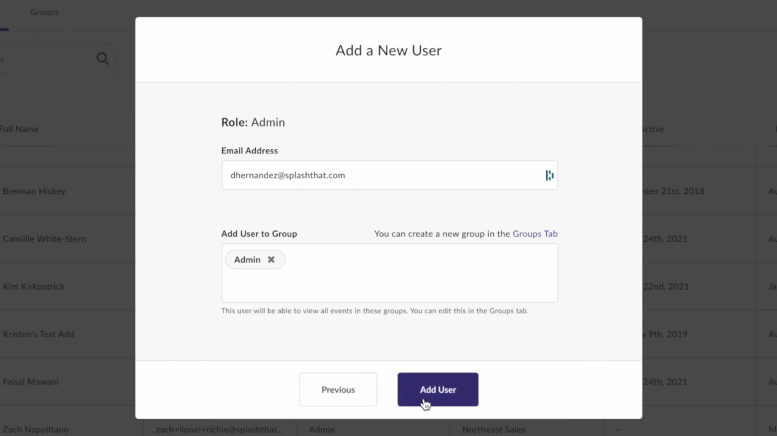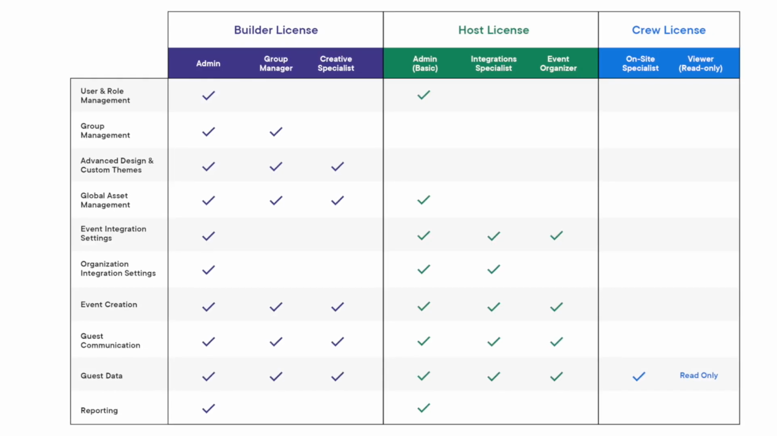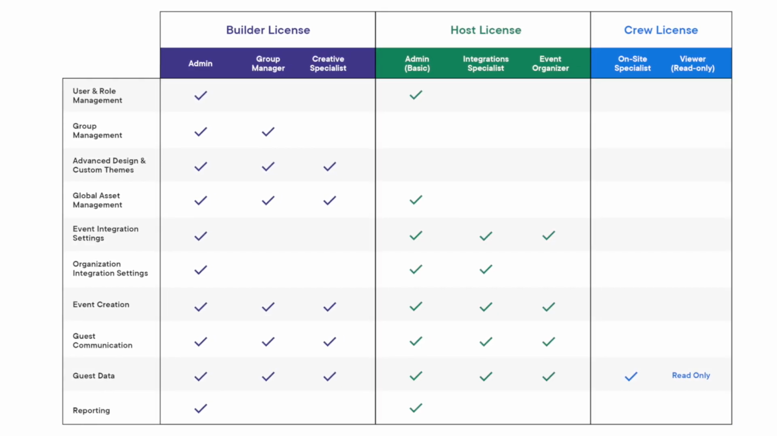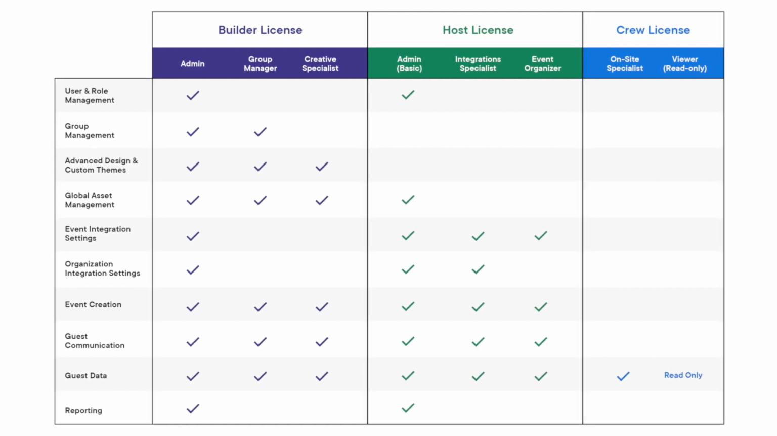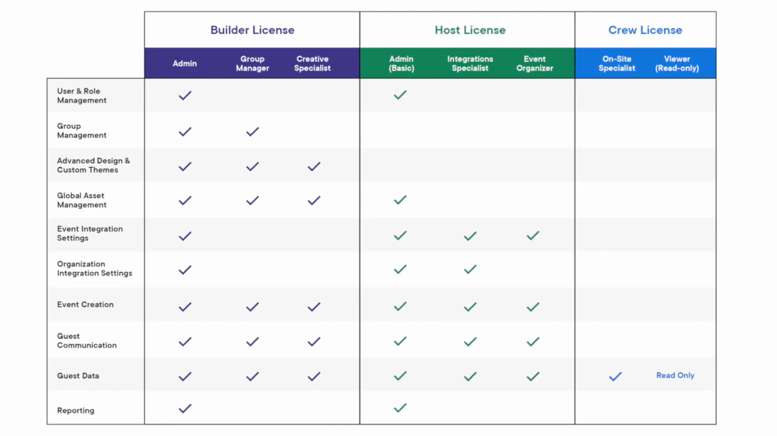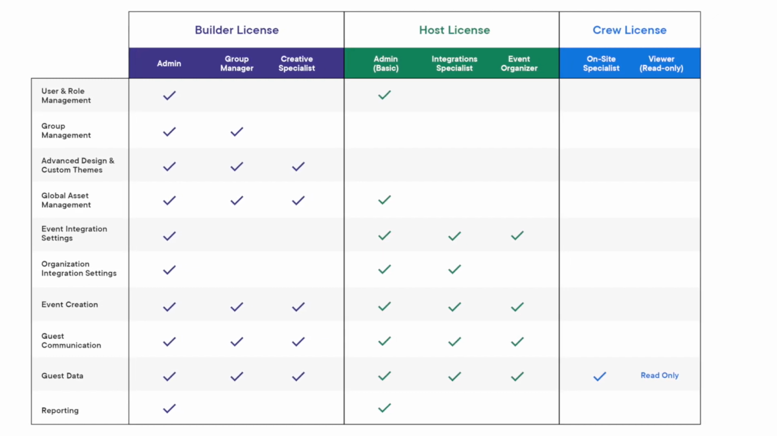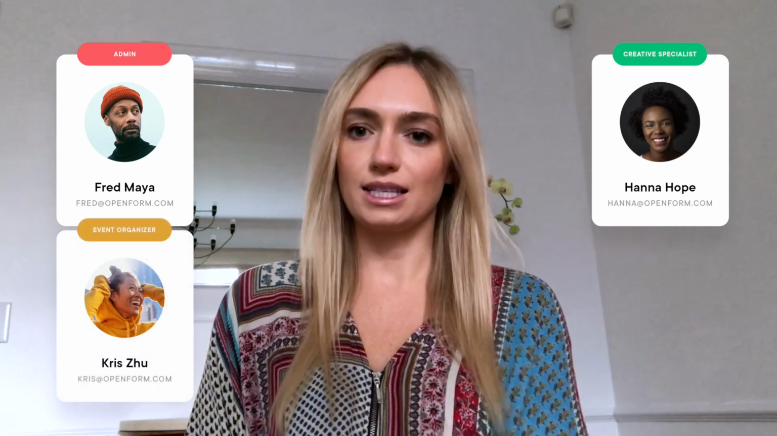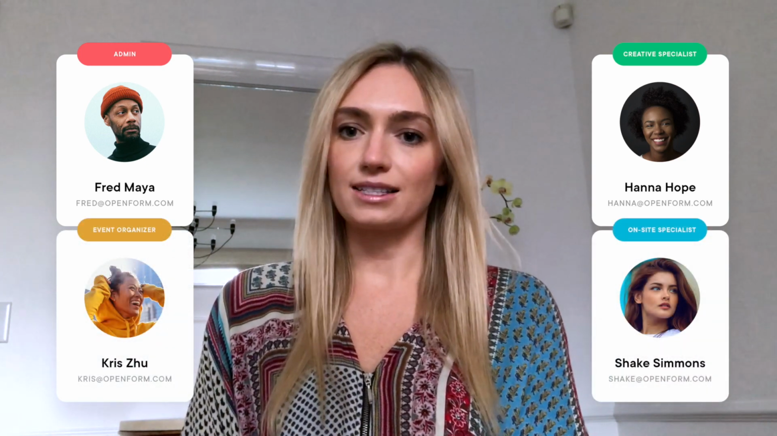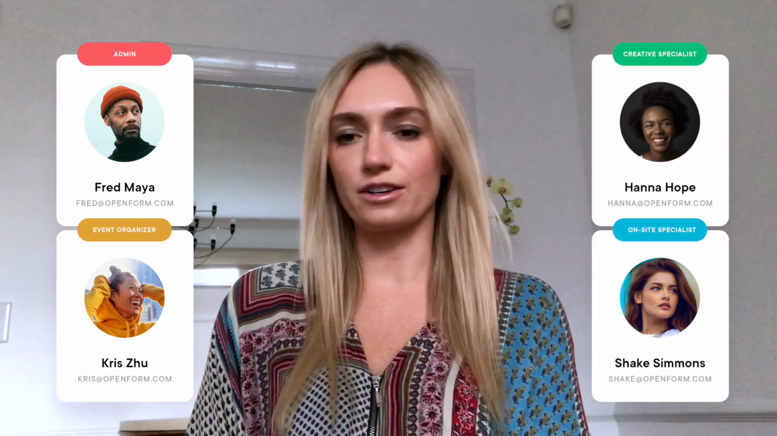There are 7 roles in Splash: admin, group manager, designer, integration specialist, event organizer, on-site specialist, and viewer or read-only. Each user on your team is assigned one role that indicates the appropriate level of access and permissions for them to do their job effectively. Bottom line, this is a game changer.